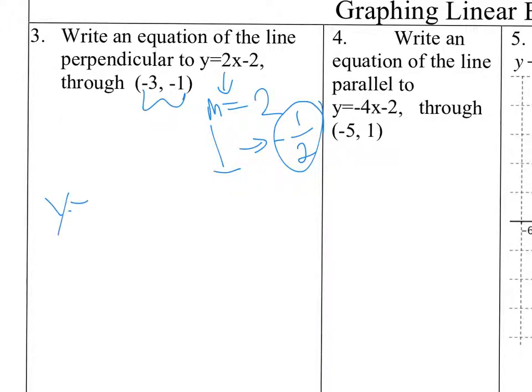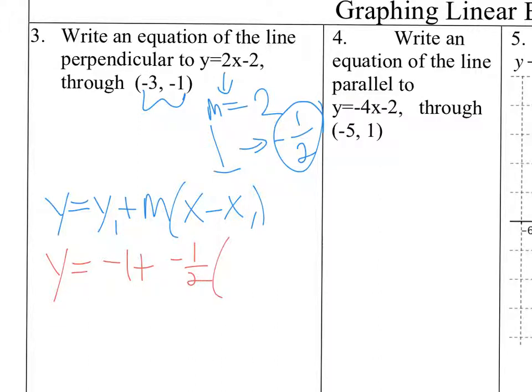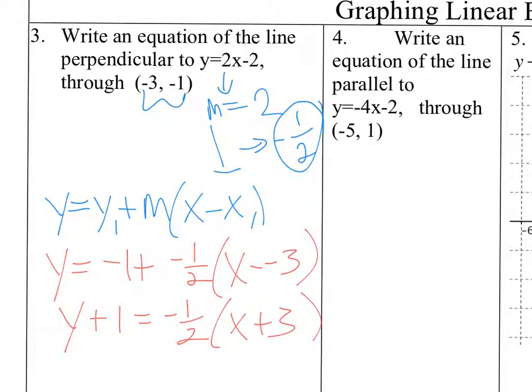So point slope, we're looking at y equals y1 plus m times x minus x1. And if I plug stuff in, we get y is equal to negative 1 plus negative 1/2 times x minus negative 3. You could also have written this as y plus 1 is equal to negative 1/2 times x plus 3, and that would be acceptable as well.